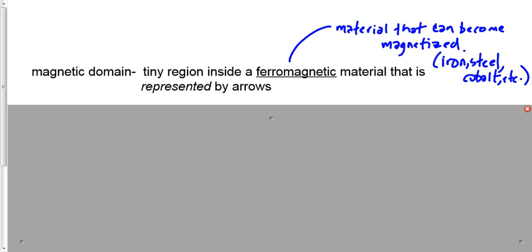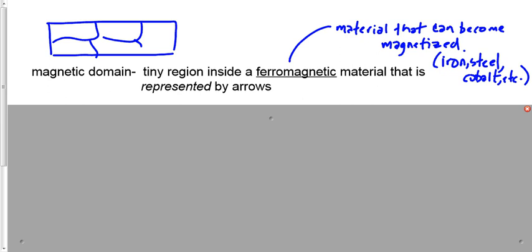So it's a tiny little region inside a ferromagnetic material that's represented by an arrow. I'm going to draw a little picture of a ferromagnetic material with the little domains inside it. There's these tiny little regions. We're representing these regions by arrows. Now, I want you to understand here, of course, if you look at this ferromagnetic material under a microscope, you're not going to see arrows. There's not literally arrows in it.